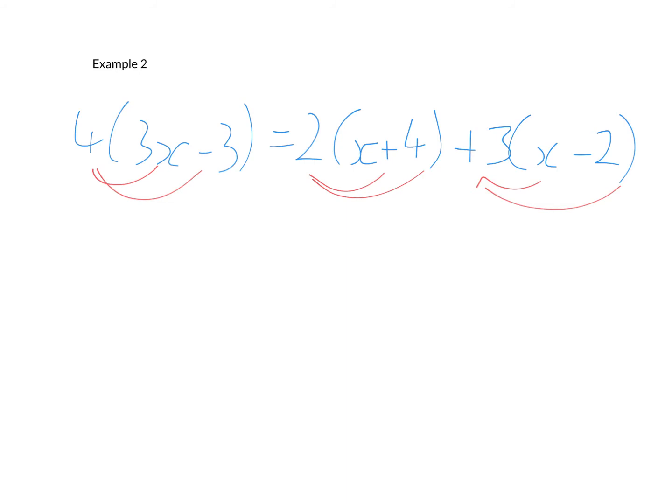So over to the left hand side, our 4 times 3x, we multiply the normal by the normal. So 4 times 3 is 12. Keep our x. Then 4 by minus 3 is going to give us a minus 12, because a positive times a negative gives us a negative.